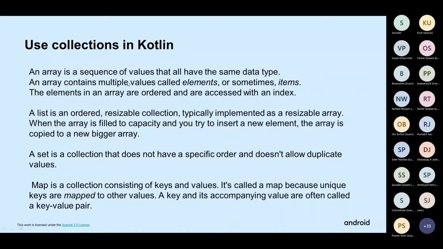And another important thing in collections is map. A map is a collection consisting of keys and values. Map, again, the name is self-explanatory. If we have a map to a place, that place also exists in the real world.